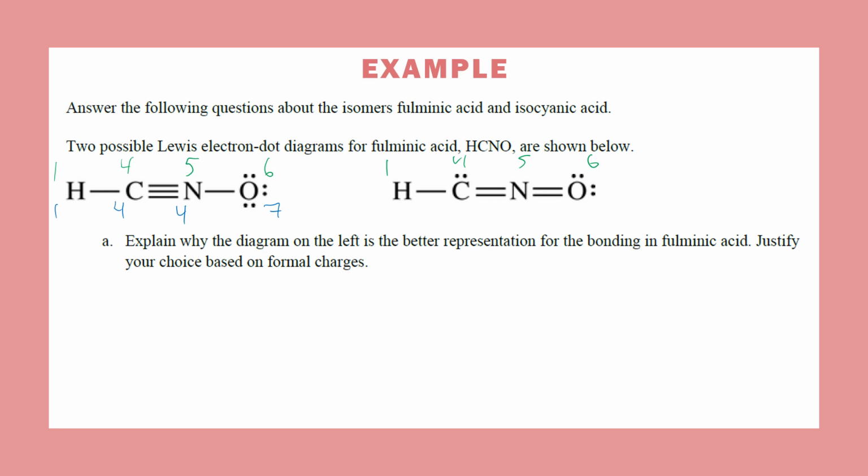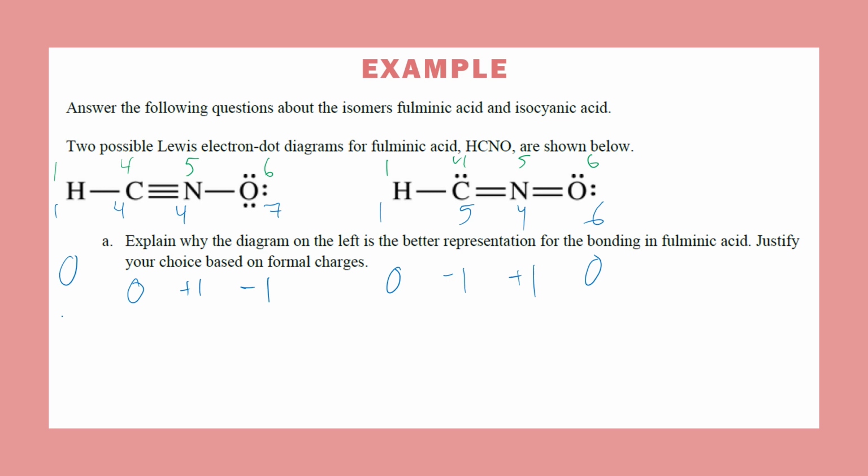So that means hydrogen's formal charge is 0, carbon's is 0, nitrogen is +1, oxygen is -1. On this side, I've got just 1 bond for hydrogen. I have 3 bonds and 2 electrons in a lone pair, so that's 5 for carbon, 4 bonds in nitrogen, and 4 electrons plus 2 bonds is 6 for oxygen. So I have 0 for hydrogen, -1 for carbon, +1 for nitrogen, and 0 for oxygen.